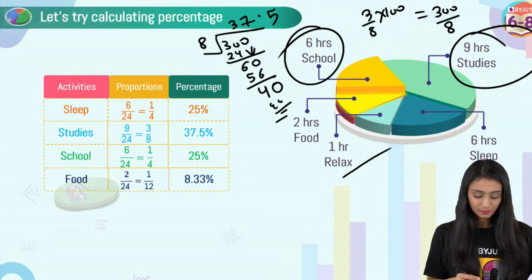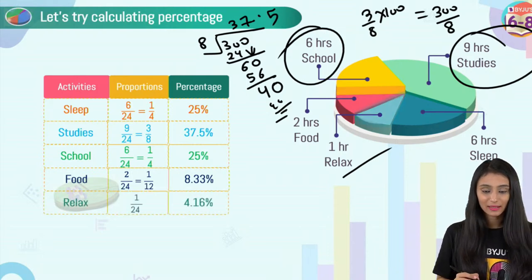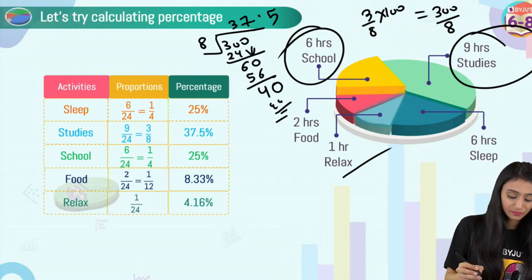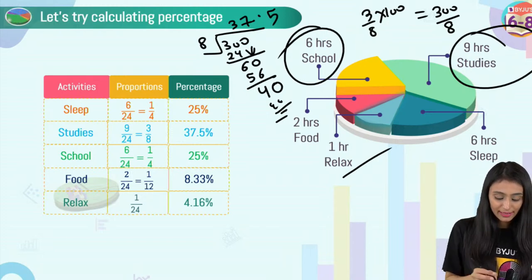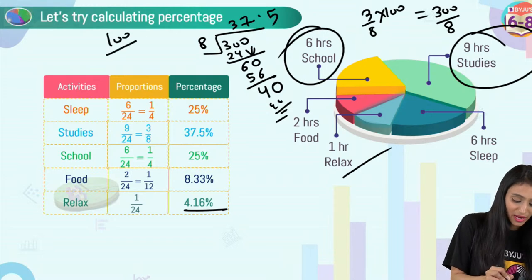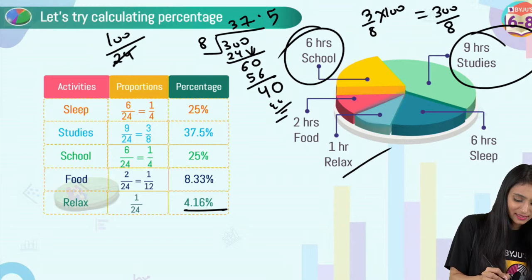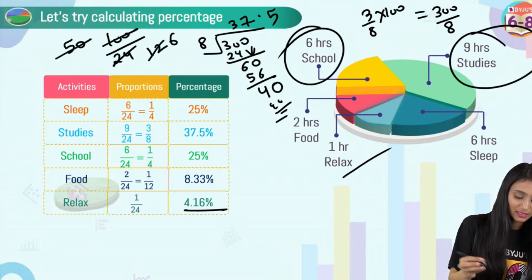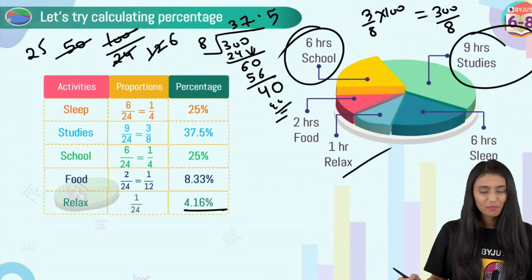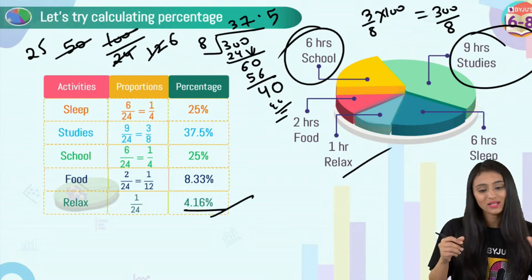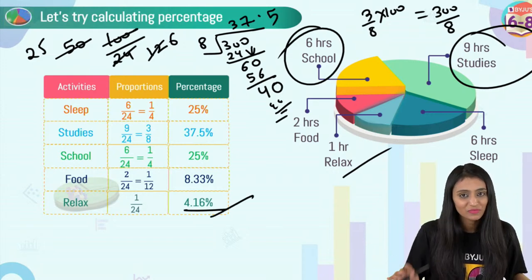Okay, so see, what this is going to be: relaxing time is 1 hour, 1 by 24 into 100. So 100 by 24, that will give you 4.16, right? That's simple. Let's cancel this out. 2 times 12, 2 times 50, 2 times 6, and this is 2 times 25. 25 by 6, if I divide it, it's between 4 and 5, so it's 4.16%. Nobody gave me the exact number.